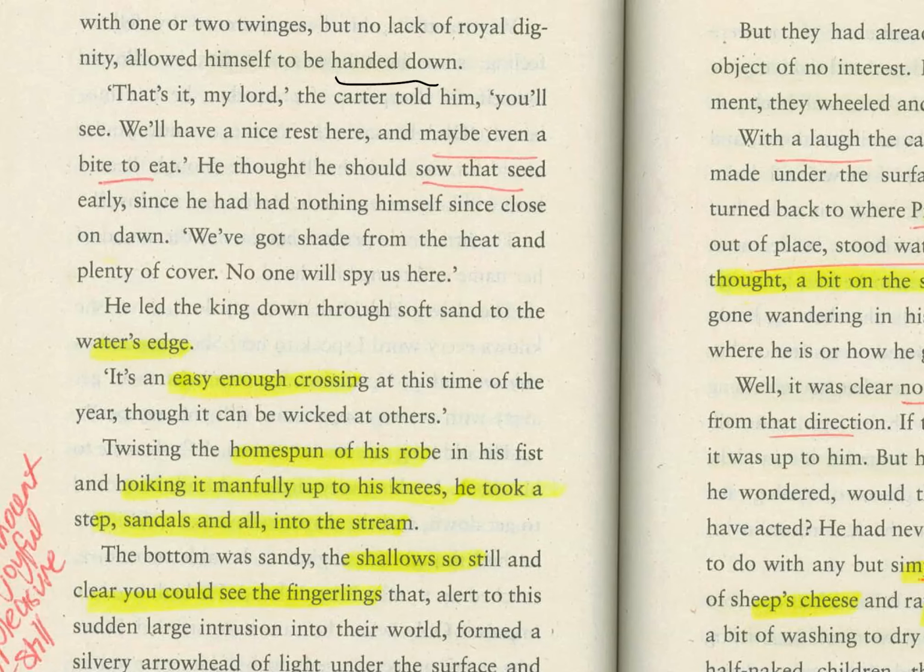And the carter, Somax, says, "That's it, my lord. You'll see. We'll have a nice rest here, maybe even a bite to eat." He's sowing that seed because he's quite hungry, as he hasn't eaten anything since dawn. He leads the king down through the soft sand to the water's edge. You can even see the tone in the way the carter is talking to him, and it's acknowledged directly later on. It's patronizing, and I don't mean this in a negative way. It's almost like addressing a child, like leading a small child.